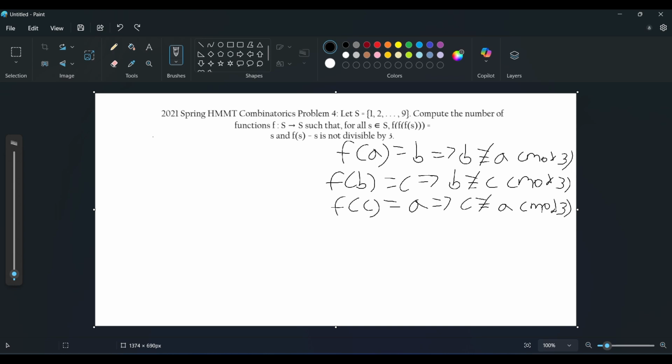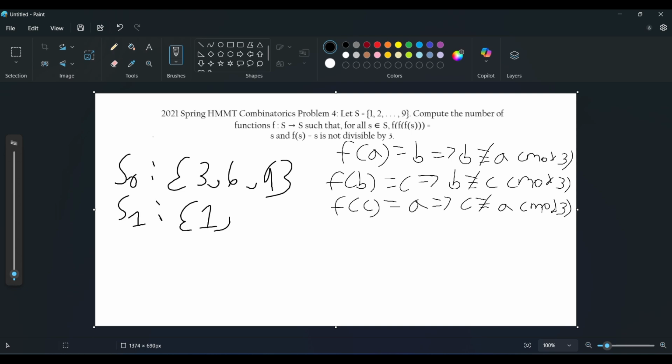So let's try to organize the numbers 1 through 9 based on their modular residues mod 3. That's just a fancy way of saying the remainder when they're divided by 3. So let's first take the multiples of 3. Those are obviously going to be 3, 6, 9. Then we'll take the first residue, where when they're divided by 3, the remainder is 1. And then when they're divided by 3, the remainder is 2.